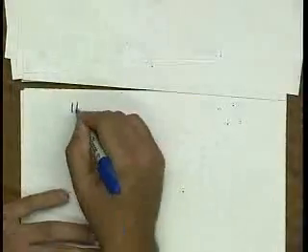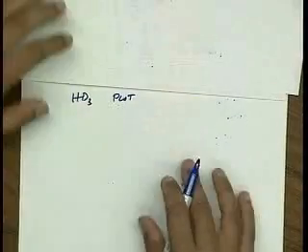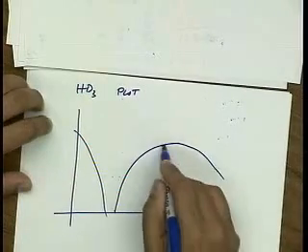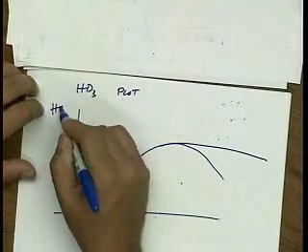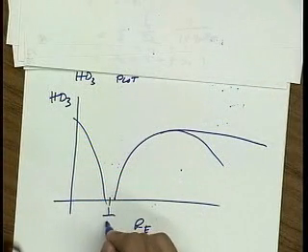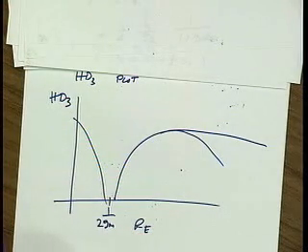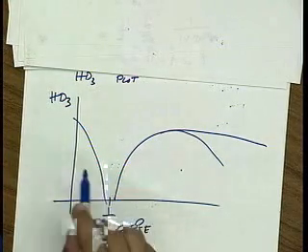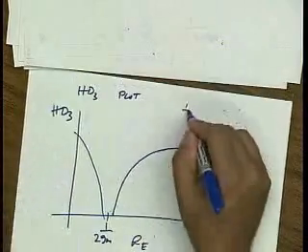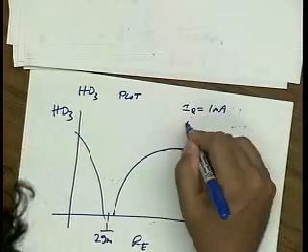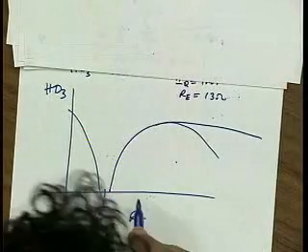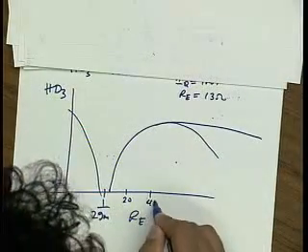If I plot HD3 versus RE, I get a plot that looks something like this. So this is HD3 on a log scale versus RE on a linear scale. This is the null, 1/2 GM. And this is quite a deep null. So for instance, here I used an example of IQ is 1 milliamp. So for the null, you need about 13 ohms. So if this is 13 ohms, this is something like 20, 40.